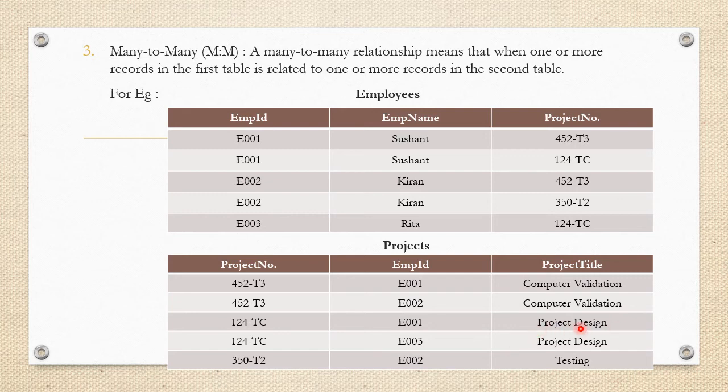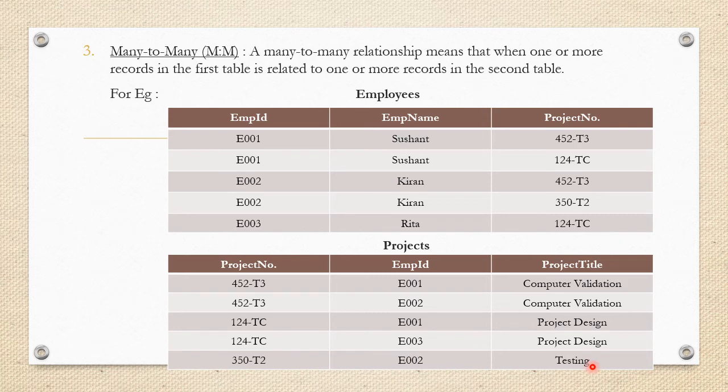Okay, then next employee is E002 Kiran. Now Kiran is also working on 2 projects, that is 452T3, that is computer validation. See here, E002 is working on computer validation. Then similarly, Kiran is working on 350T2. What is this 350T2? This project is testing project.